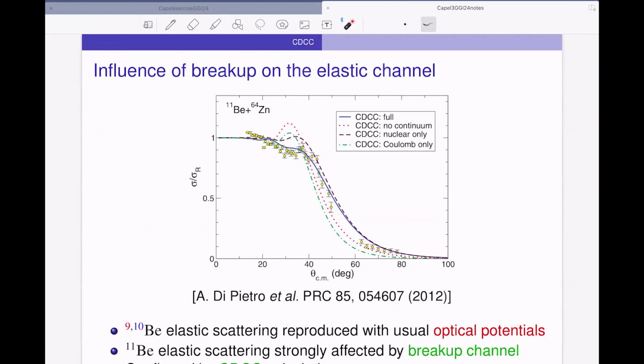But once you include the continuum, you have the full calculation. That's the blue solid line, which is here. You are exactly on top of the data. So it works very well. This is really the demonstration that when you include the breakup channel in your calculation, you can reproduce the data. And now to go back to Enrico's question, you can't really explain these oscillations there with that method.